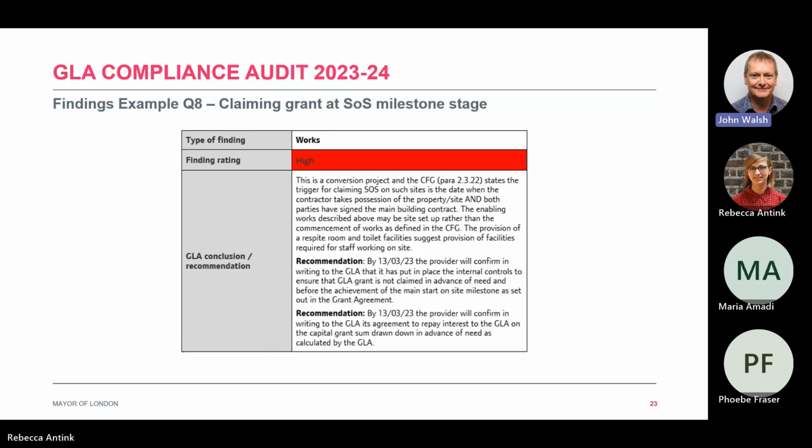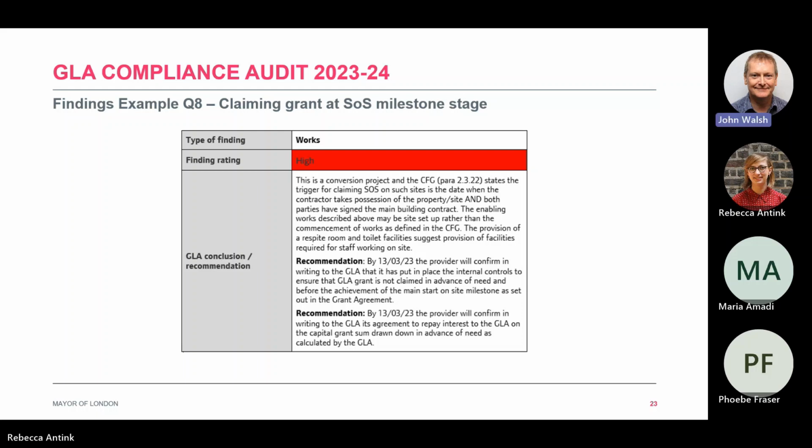In this particular case, the provider did acknowledge and accept that on this project they had claimed the start on site grant in advance of need, and wherever that happens, as we've mentioned previously, that's a high level breach. It's very serious, and it could ultimately lead to the overall rating for the whole audit report to be considered red and a serious failure to meet the GLA's requirements.